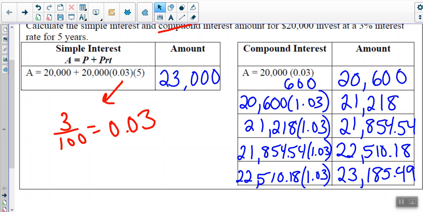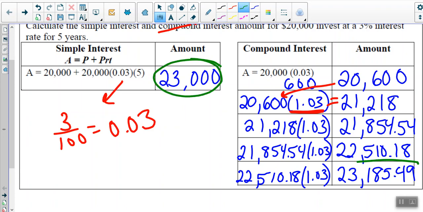To shorten mine up a little bit, I just took the amount of the 20,600 and multiplied it by 1.03. You're going to get 100% of your principal back plus the 3%. So that's 103% that you end up with at the end of that year. And then as a comparison, if you guys just quickly check 23,000 compared to 23,185 and 49 cents, the compound interest grew quicker, and that's what you'd want to happen to your money.